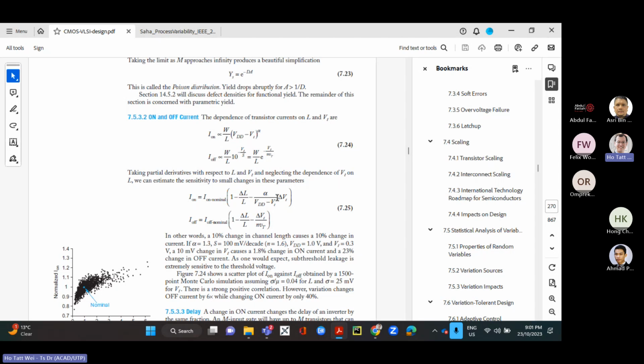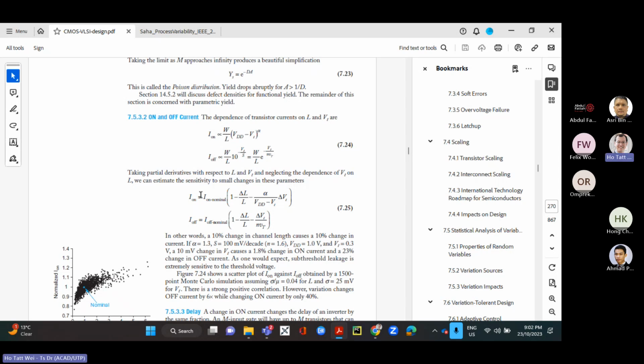Similarly, the change due to the threshold voltage is going to be a function of alpha over VDD minus V threshold. So what is the effect of any change in threshold voltage or any change in channel length on the current? You can look at the magnitude of this effect. So you can now estimate a 10% change in channel length or a 20% change in threshold voltage. What would be the percentage change in the drive current of the transistor?